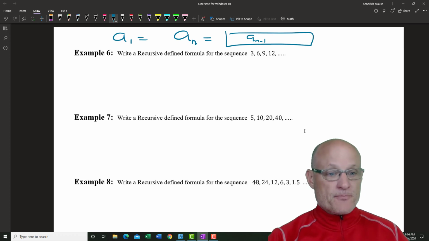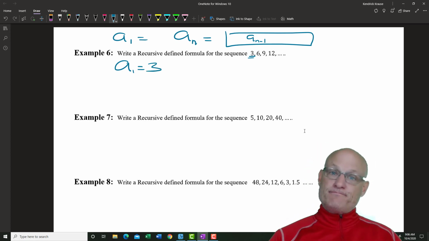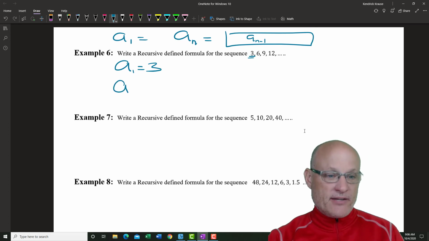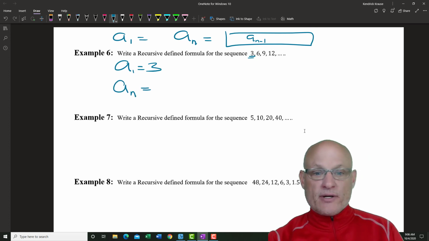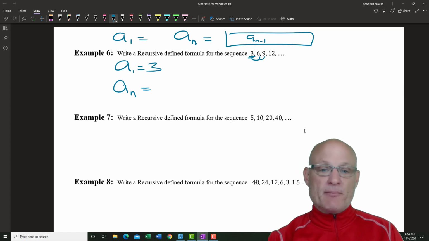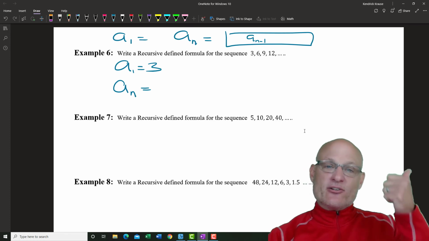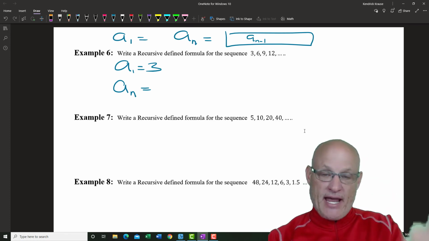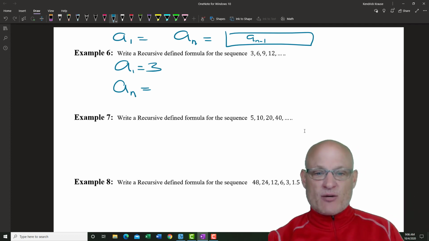So here's how it's going to work. A sub 1 equals 3. We're halfway done with the problem. Believe it or not, we're halfway done. Now you just have to decide what's going on. We're going to take A sub n. What are they doing? Oh, it looks like we're multiplying by 2. No, we're not multiplying by 2. So you're going to look for adding or subtracting, multiplying or dividing, or a combination. Add, multiply, add, whatever. So in this case, if you look at it, we're just adding 3, adding 3, adding 3, adding 3.